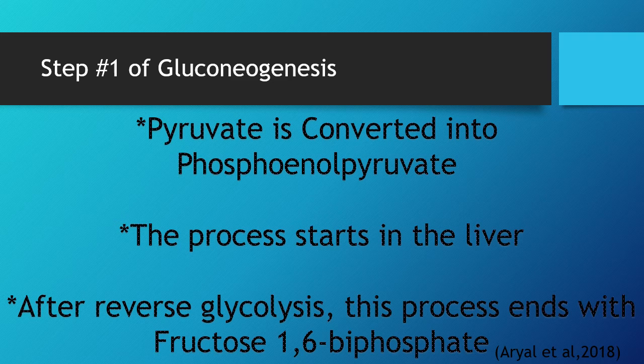Once it is reformed in the cytosol, the oxaloacetate is converted to phosphoenolpyruvate when phosphoenolpyruvate carboxykinase removes the carboxylic acid from it. Next, through a series of reversed reactions that occur in glycolysis, fructose 1,6-bisphosphate is created.